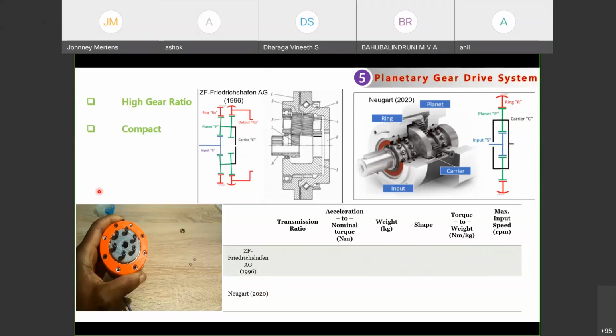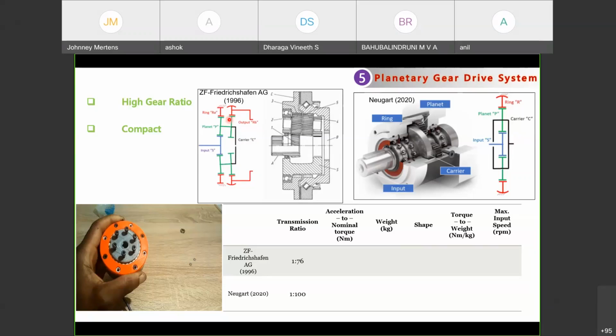Okay, and I'm giving a comparison of two sets: first, the set from Friedrichshafen AG, which was used long back, and second, the recently used planetary gear train system. We are going to compare them on six input values: first the transmission ratio, then the acceleration to nominal torque, third the weight, and fourth the shape. And then the torque to weight ratio, and the maximum input speed we are supposed to give to activate it.